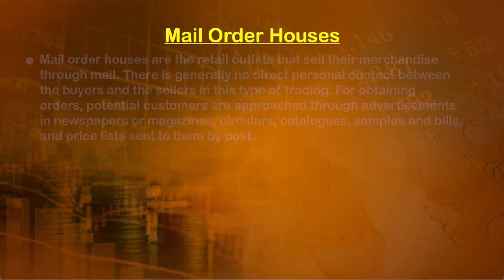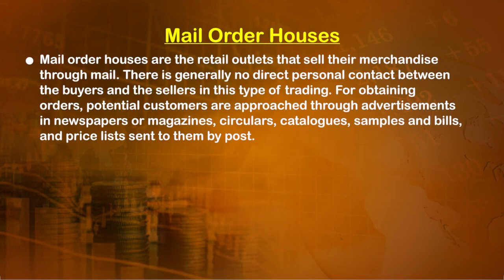So we have seen these two biggest categories of large stores under the fixed shop criteria of retail trade. Apart from these two, departmental stores and chain stores, there are several other types of businesses that operate on the fixed shop model. They might not be that common to us, but they still exist in the country. One of them is mail order houses. Mail order houses are the retail outlets that sell their merchandise through mail.